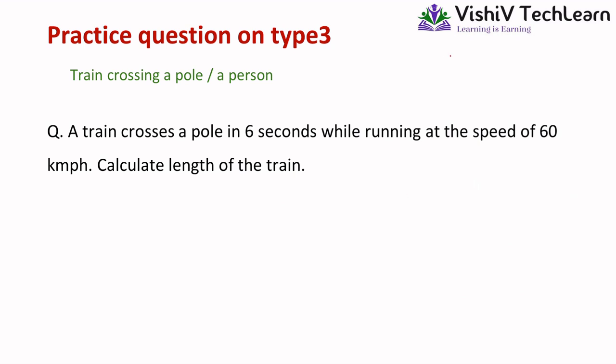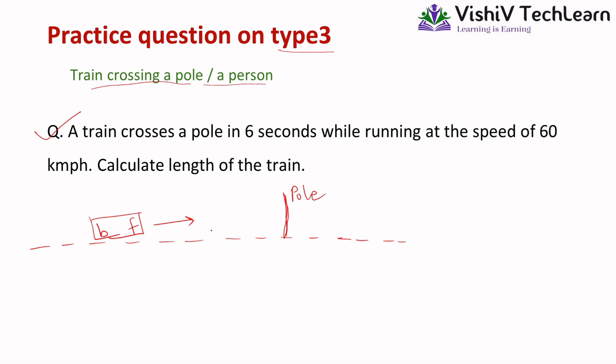Let's go to the third type. Now in the third type we have a train crossing a pole or a person. Before reading out this problem, let's first understand by drawing how exactly this situation is. So there is a railway track. Let's say this is a railway track. On this railway track we have a train. Let's say that this is the train. This is the front side of the train, this is the back side of the train, and the train is running in this direction. Okay, and somewhere here there is a pole. Let's say this is the pole. We'll write here, pole.